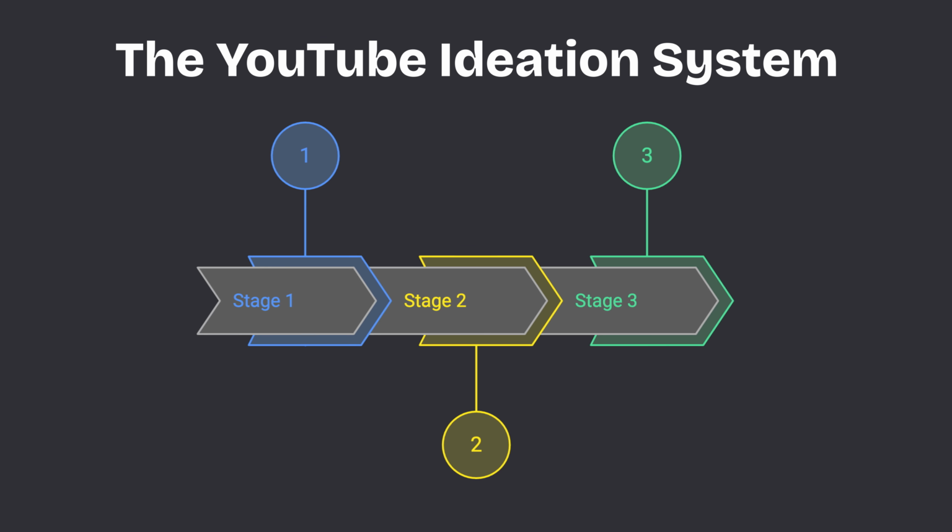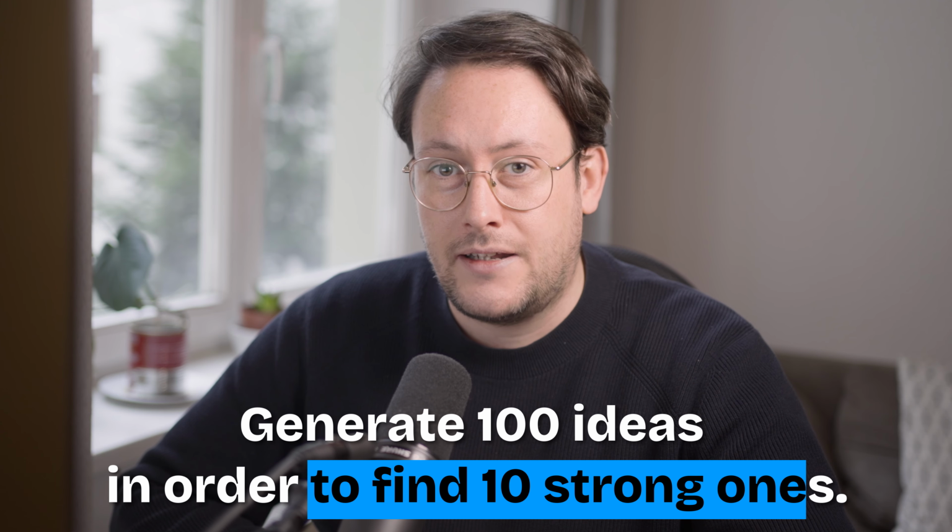Now for the actual system that ties all this together. It's essentially a funnel with 3 stages. Stage 1, you want to brainstorm volume. Now you're not looking for one good idea, you're trying to generate 100 ideas to find 10 strong ones. And here you want 3 sources.